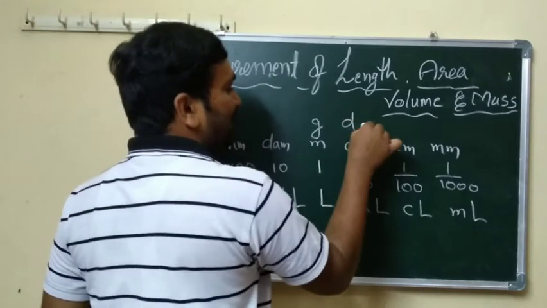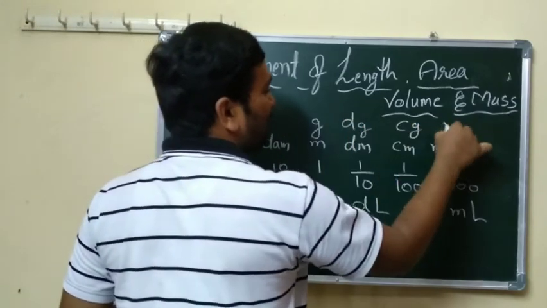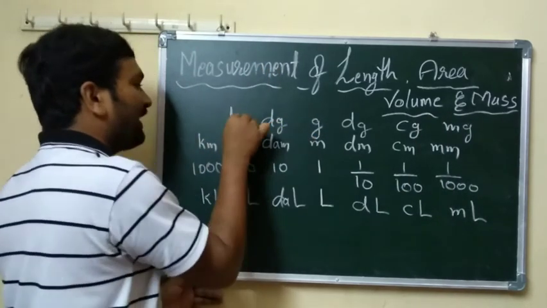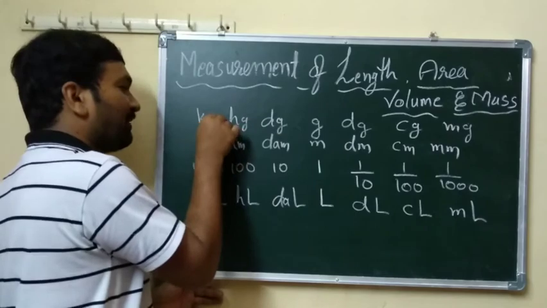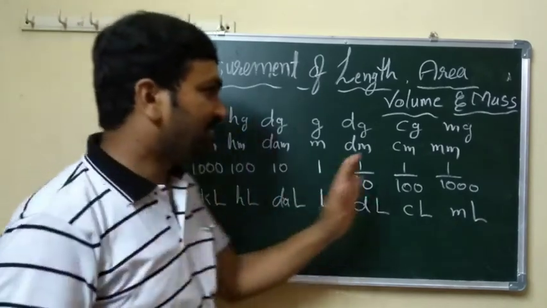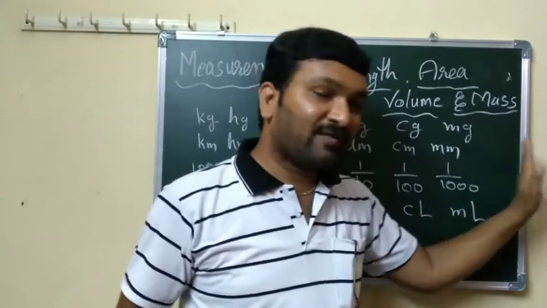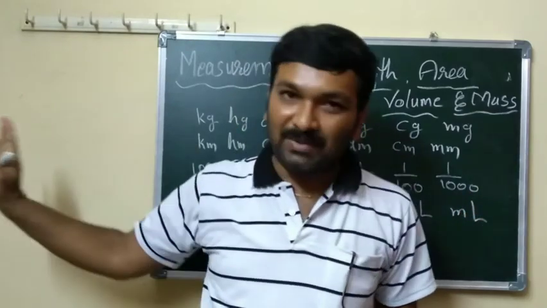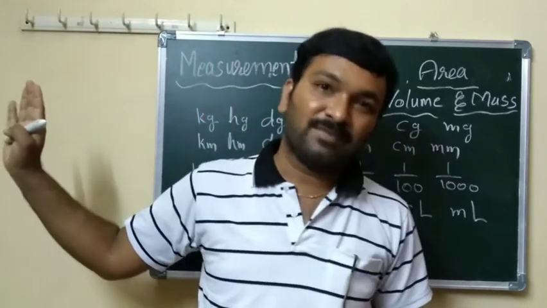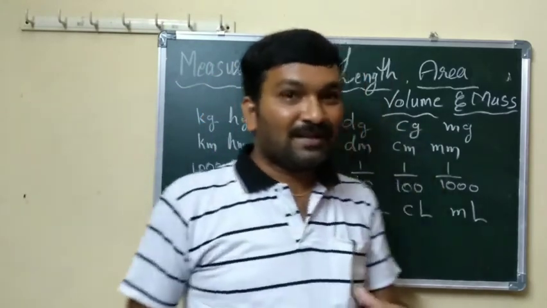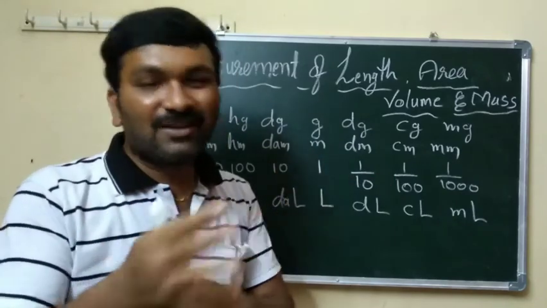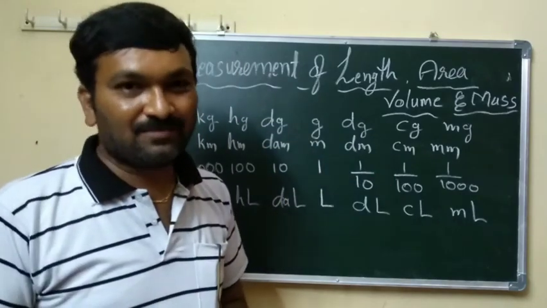This side decigram, centigram, milligram. This side decagram, hectogram, kilogram. So this side also, there are smaller quantities, and this side there are multiples. We say these are the sub-multiples and these are the multiples. But I am not writing all that. First you want to get a basic idea, then we can go for the multiples and the sub-multiples.